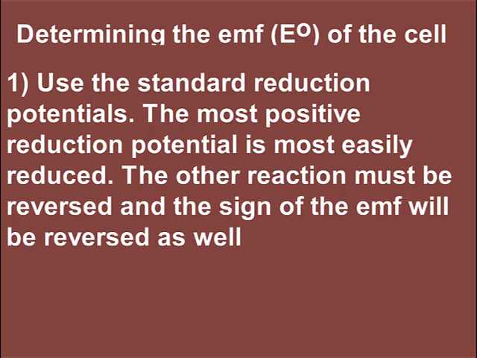So finally, to determine the EMF, or the E, of the cell, when they don't give me an equation, we use the standard reduction potentials. We're going to choose the one that's most positive. That's the one that's most easily reduced. Therefore, it's going to stay as written. The other reaction will be reversed, and the sign of the EMF will be reversed as well, which is what we saw earlier.